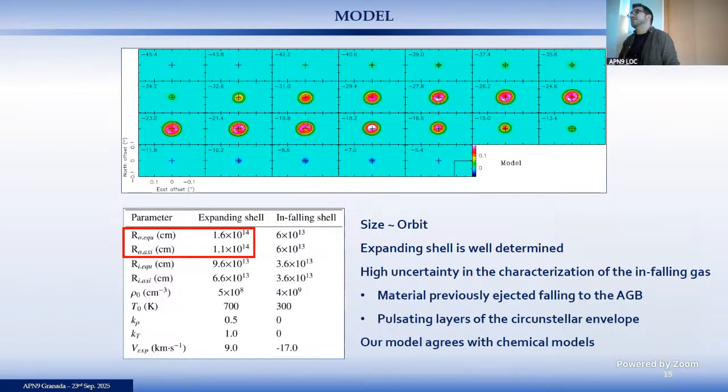However, even if we can reproduce the absorption at positive velocities, the information about this component is limited because we do not have more information. So we provide a possible solution, for example, material previously ejected by the AGB star which is now falling back to the Mira, or due to the pulsating layers of the circumstellar envelope.